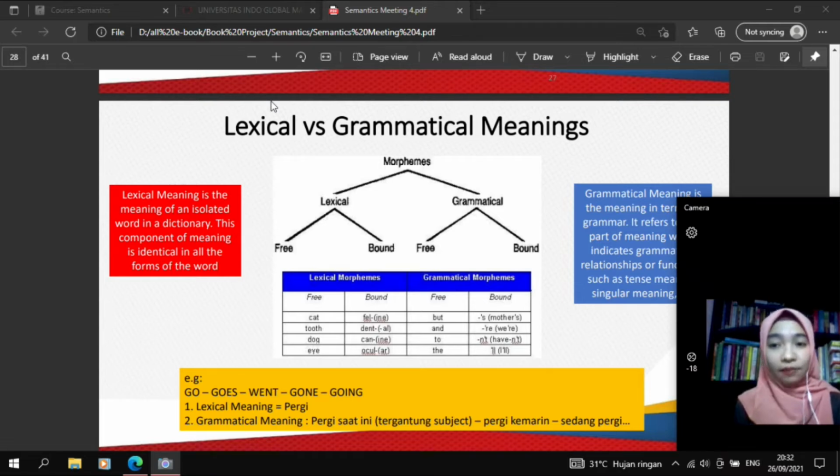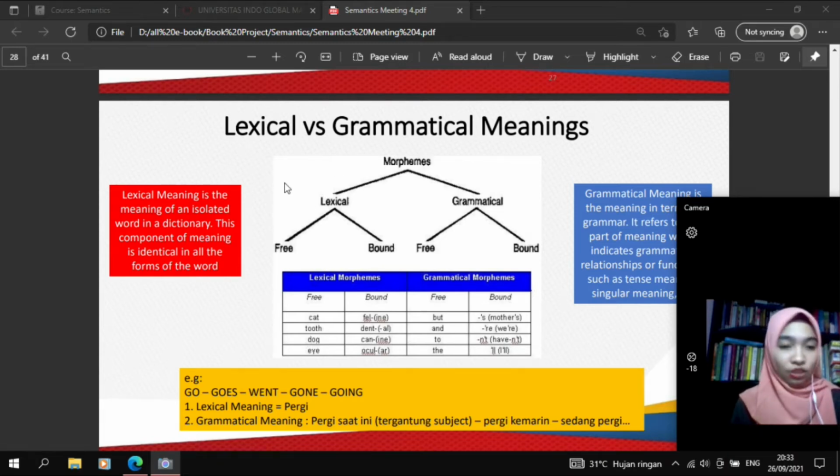So lexical is the lexical meaning, if it is meaning, is the meaning of an isolated word. So lexical is a word in a dictionary. This component of meaning is identical in all the forms of words. So when we are talking about lexical, it's purely about the words, not talking about the grammatical.